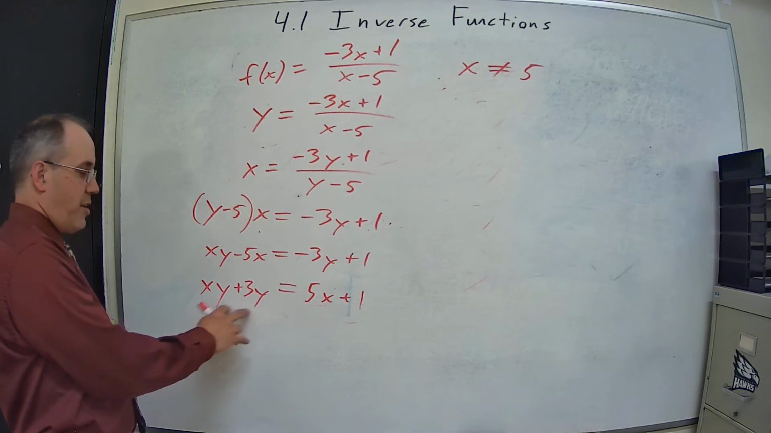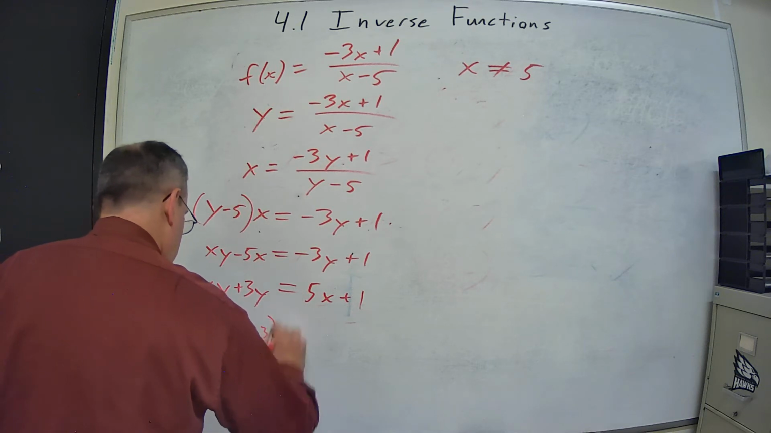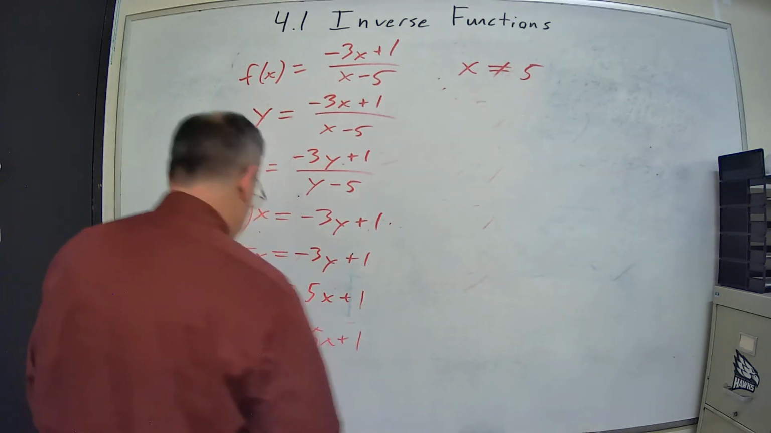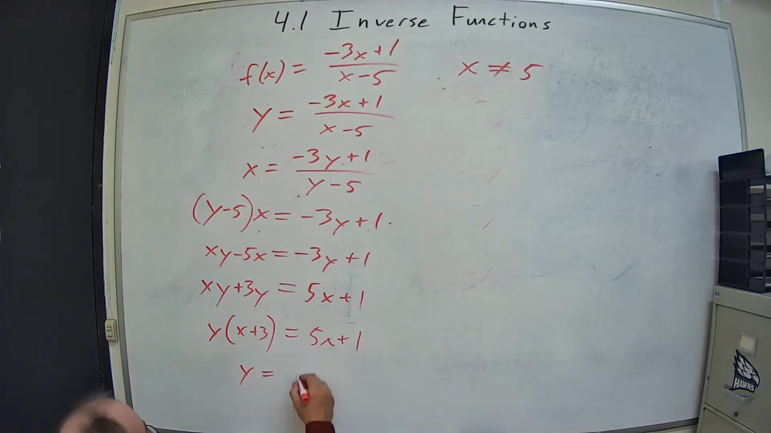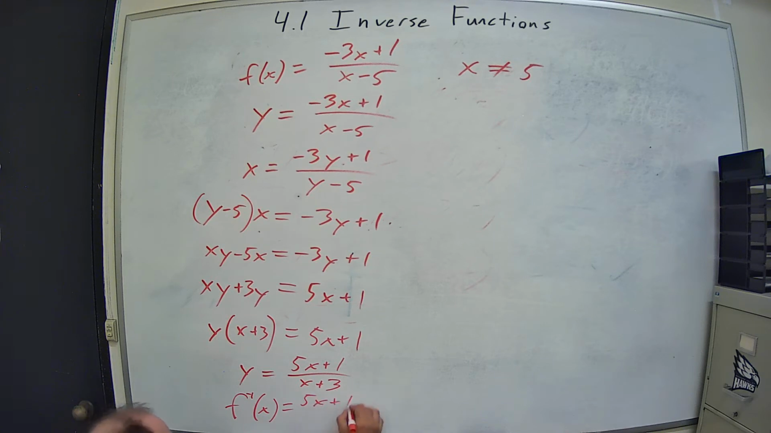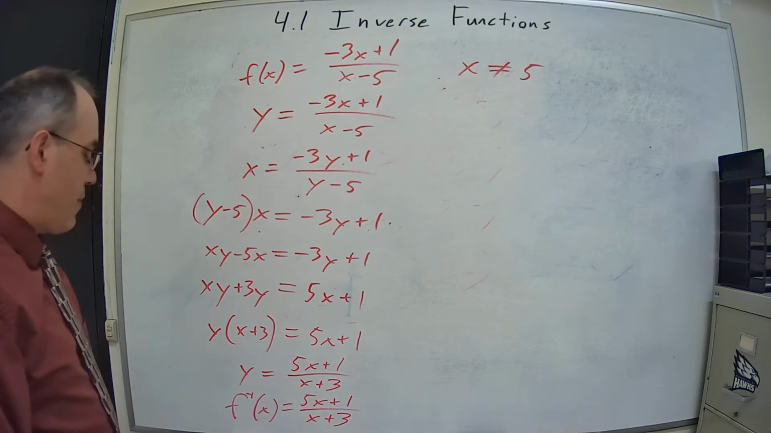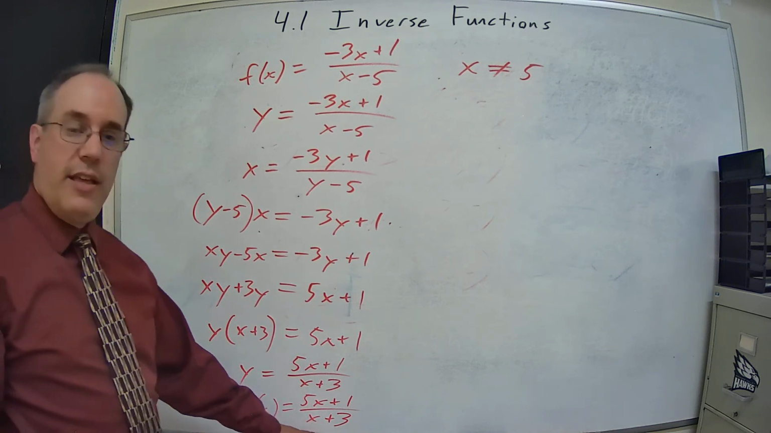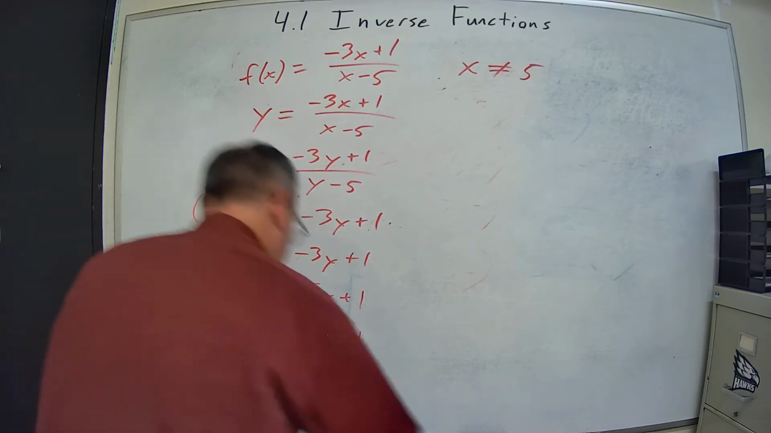Trying to get y by itself, well, I have a common factor here of y, so y times (x + 3) is equal to 5x + 1, and now I can divide both sides by x + 3, so y is equal to (5x + 1) over (x + 3). So the inverse function, f inverse of x, is equal to (5x + 1) over (x + 3), just barely fitting it on the board there. So I have my inverse function, and notice that the inverse function has a restriction: x cannot be equal to negative 3.